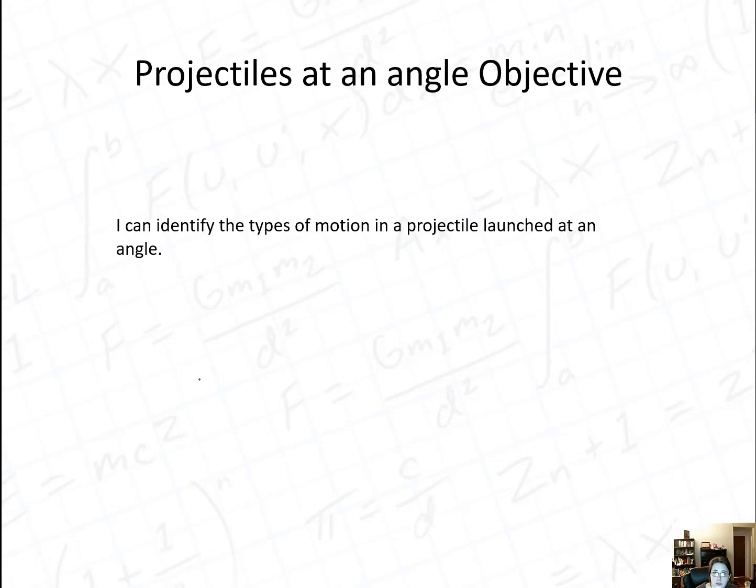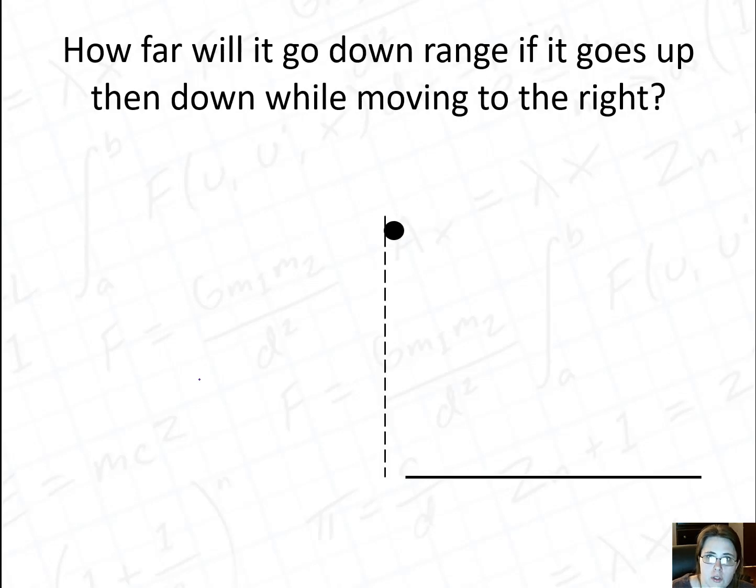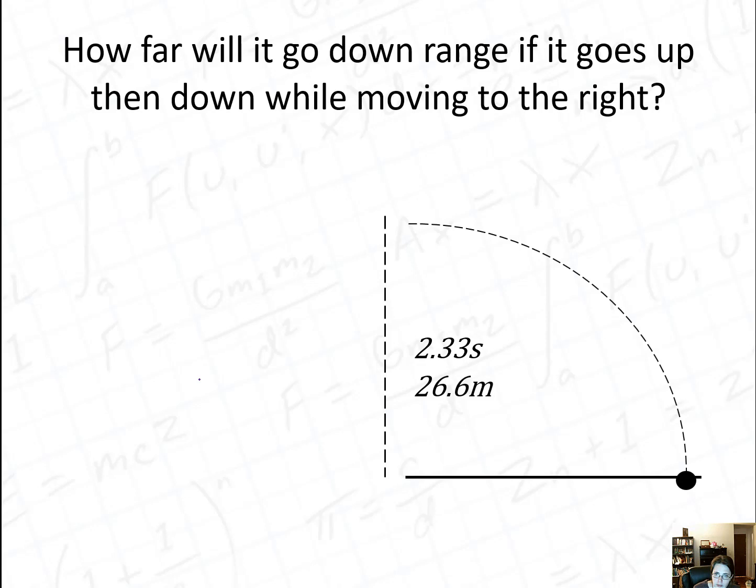All right, today we want to explore projectiles that are launched at an angle. So we want to be able to identify the types of motion in a projectile launched at an angle. So here is what we've been working with. It's a typical horizontally launched projectile. It has a time of flight of 2.33 seconds and a vertical fall of 26.6 meters, and it will travel 76.2 meters in the horizontal direction.